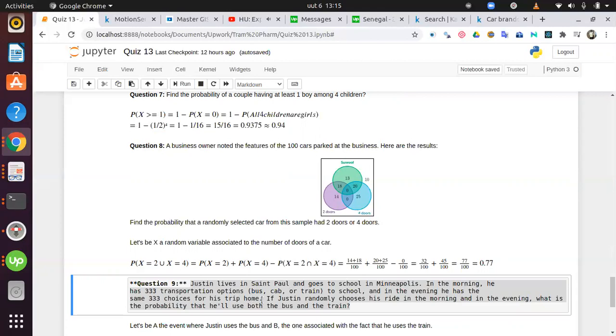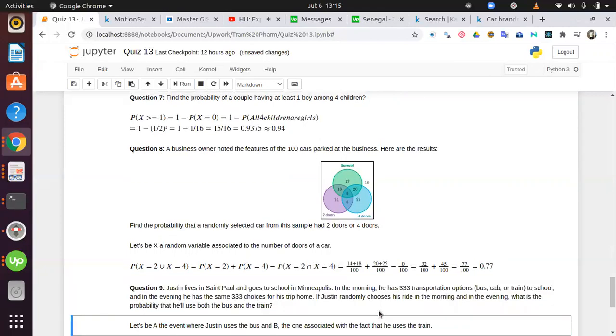Sorry, let me double check again. I'm a little bit lost. So a business owner noted the features of 100 cars parked at the business. Find the probability that a randomly selected car from this sample has 2 doors or 4 doors. Okay, so 2 doors is 14 in total, right? And 4 doors is 25 in total. No, it is 20. 2 doors is 14 plus 18. And 4 doors is 25 plus 20. Oh, okay, I see.